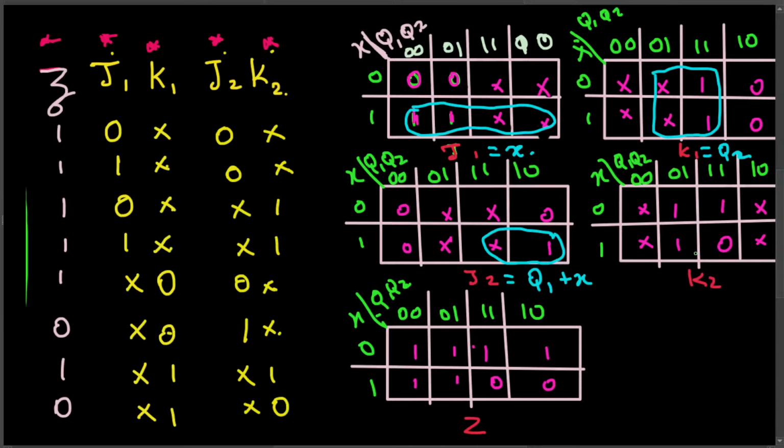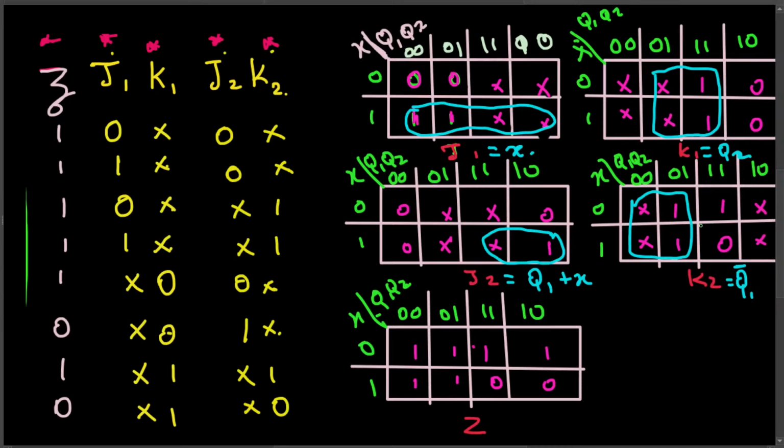And let's look at the K2. Can I take this as 4? Yes, I can take this 4. If I take this 4, what's the expression? Q1 is not changing, that is Q1, and we have to put a not for it because it's a 0. So Q1 not, and Q2 is changing 0 to 1, so it's eliminated. X is also changing, eliminated.